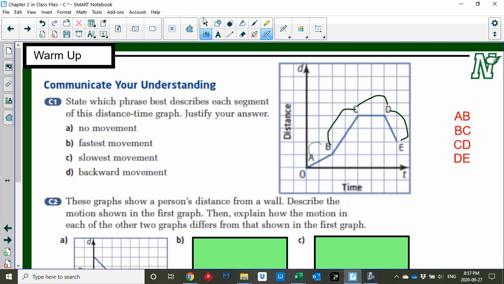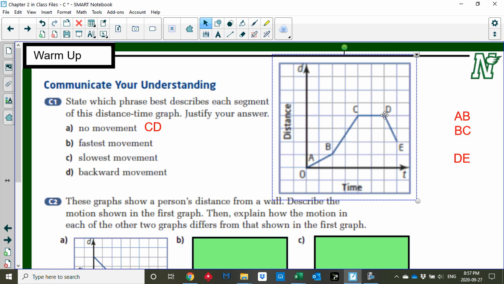So which one represents no movement? Which one? AB, BC, CD, or DE? And the answer is CD because it is a flat line. Which represents the fastest movement? It looks close, but BC and DE are close. But you see how this line goes down and it goes 1 across and 2 down? Over here goes 1 across and it doesn't quite go all the way 2 down. This is your steepest line right here. This one is longer, you travel longer, but this is steeper.